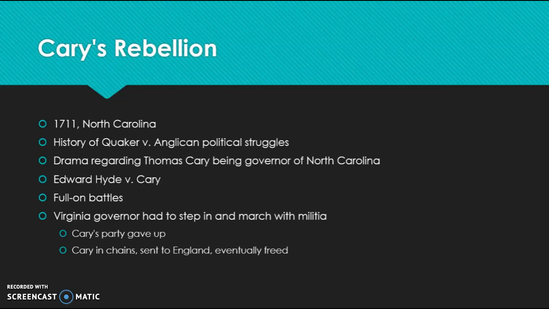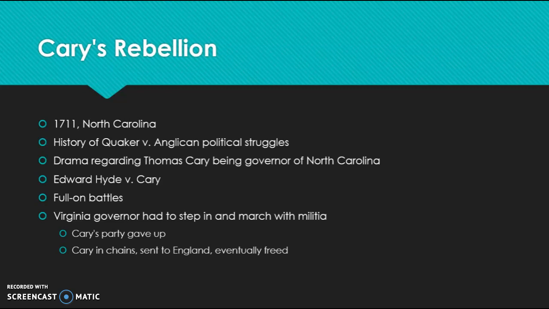So in North Carolina at the time, there was a history of political struggle between the Quaker population and the Anglican population. You might recall that Quakers were a more pacifist, egalitarian group. So this guy Carey, who the rebellion's named after, is named the governor, and initially he's aligning with the Church of England, which is the Anglican population. And many of the Quakers are against him. They had him ordered to leave office.